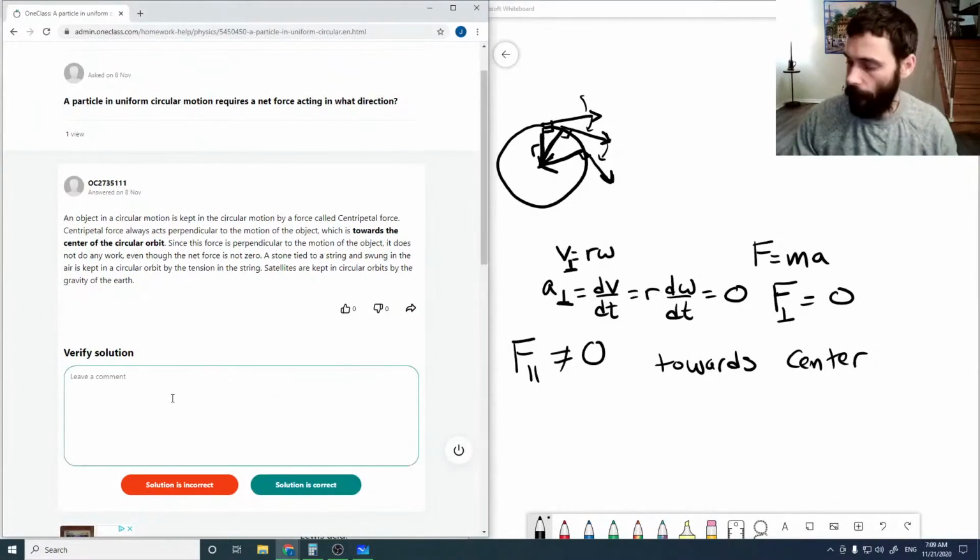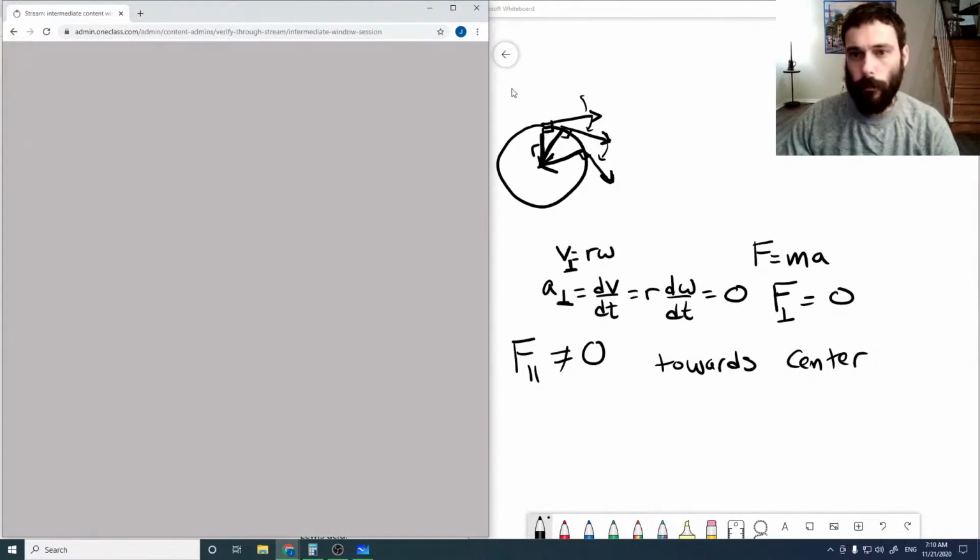Satellites have, yeah, okay. So solution is correct. Looks good.